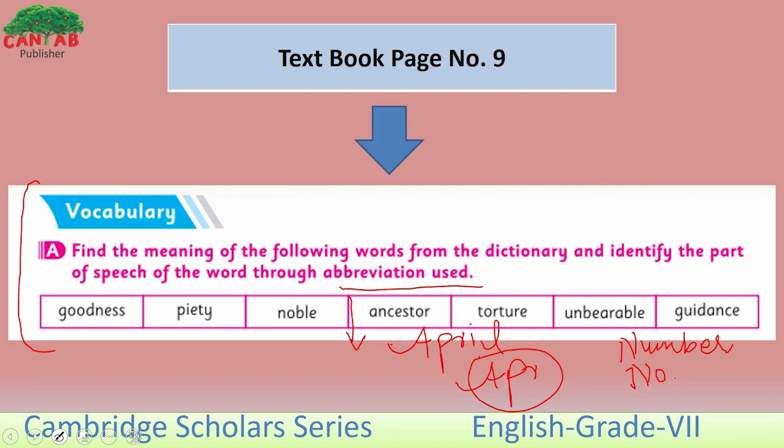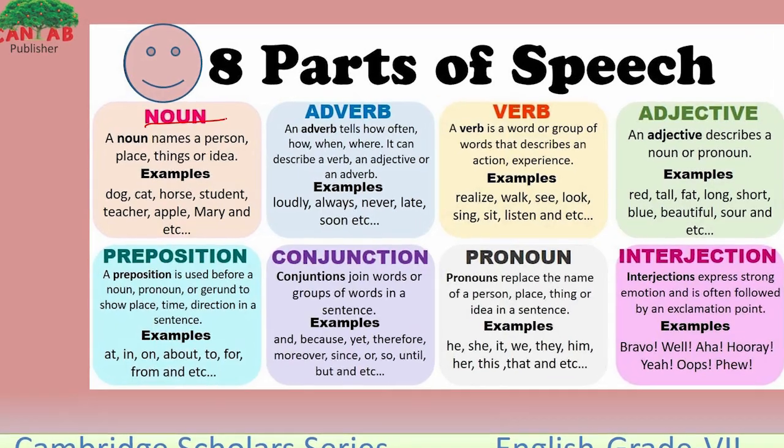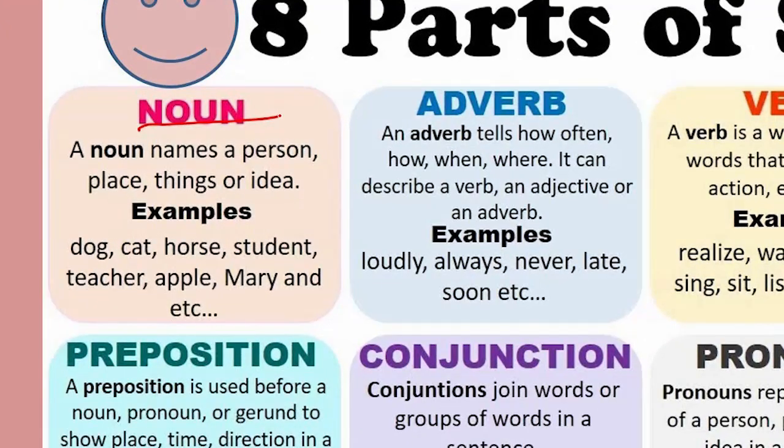Yes, I hope you have learned all the parts of speech in your previous classes too. So let's take a look and discuss parts of speech in this lesson. First, we will discuss noun. What is noun? A noun names a person, place, thing or item. Like we have some examples here. Dog is an animal, cat, horse, student, teacher, apple, Mary, etc.